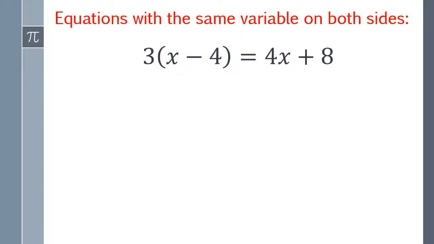Now let's take a look at equations where we have the same variable on both sides. So we have 3 times (x minus 4) equals 4x plus 8. To be able to solve this equation, again, we're going to have to distribute the 3 into the parentheses.